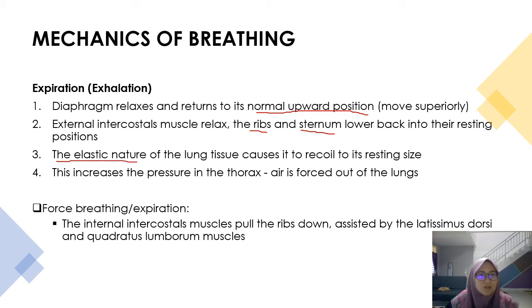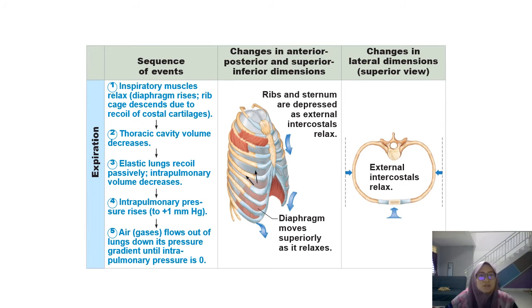The elastic nature of the lung tissue causes it to recoil to its resting size. This results in increased pressure in the thorax, so the air will be forced out of the lungs. And then we also have the forced breathing of expiration. The forced breathing happens when the internal intercostal muscles pull the ribs down, assisted by the latissimus dorsi and quadratus lumborum muscles.